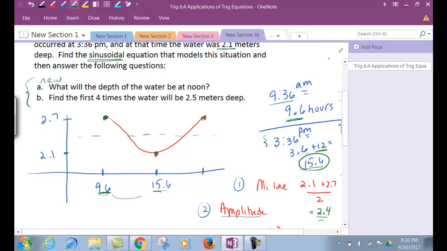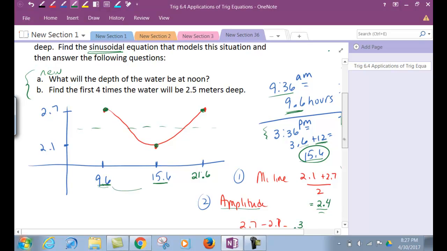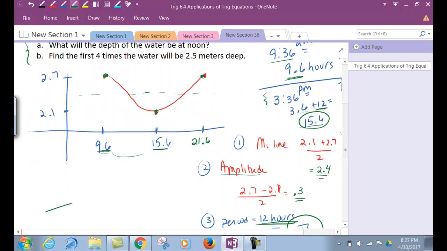Okay, so the next point on my curve is (15.6, 2.1), and then I can see very easily that 6 hours went from high tide to low tide, and so it's reasonable to expect that at 21.6, which would be 9:36 p.m., 6 hours later, we'd be back at high tide. So I drew a smooth curve, and I found that it was a cosine curve, and so I'm ready to go and find the four values for the y equals.